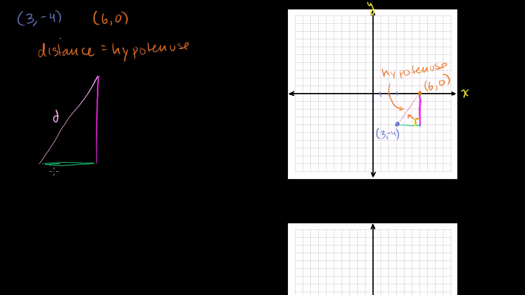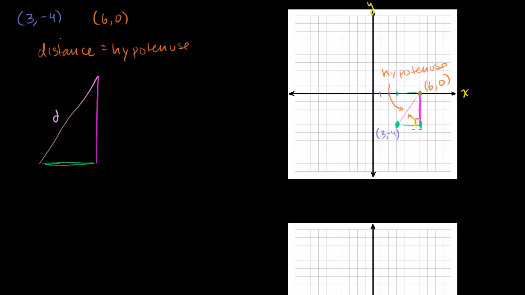So let's look at the base first. What is this distance? You could even count it on this graph paper. But here we're at x is equal to, let me do it in the green, here we're at x is equal to 3. And here we're at x is equal to 6. Right? We're just moving straight right. This is the same distance as that distance right there.